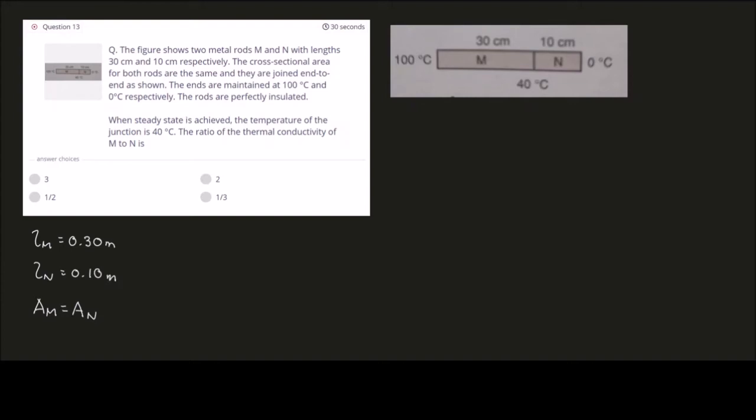Okay, so this is a diagram showing M and N connected together. So the rods are perfectly insulated. When you see the word insulated, the thing that should pop up in your head is no heat loss.